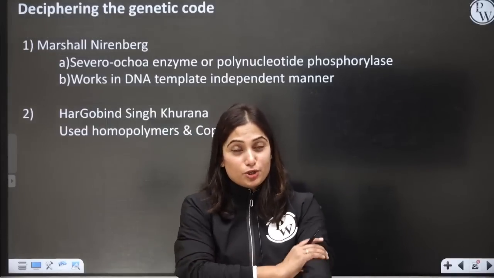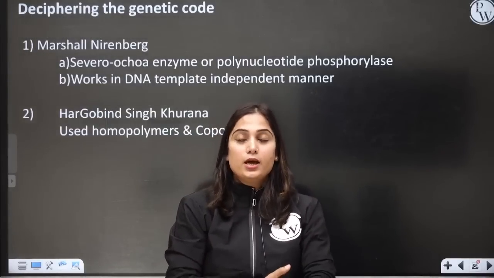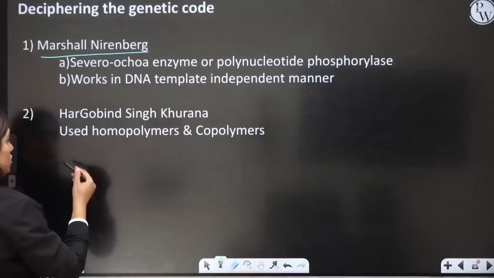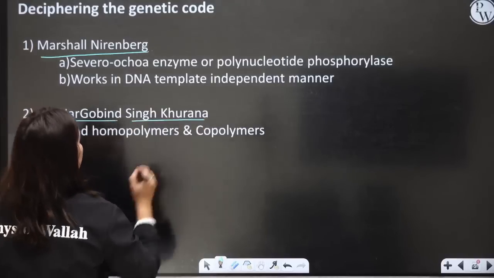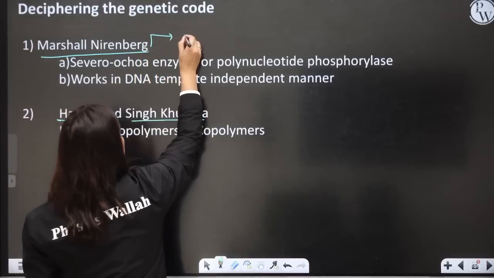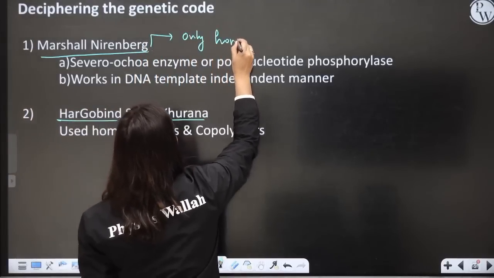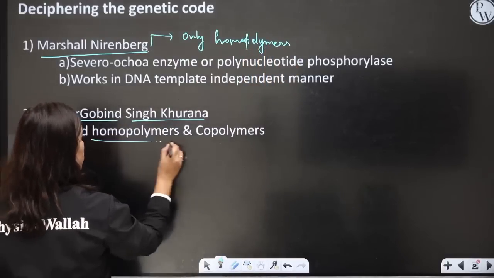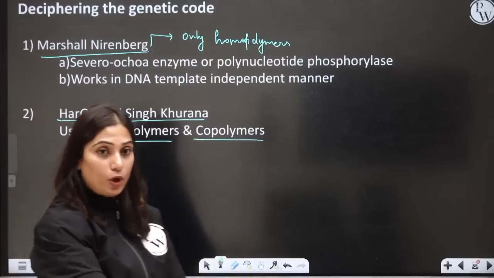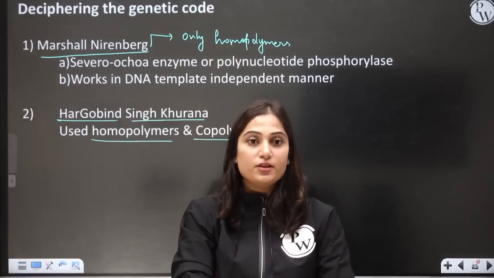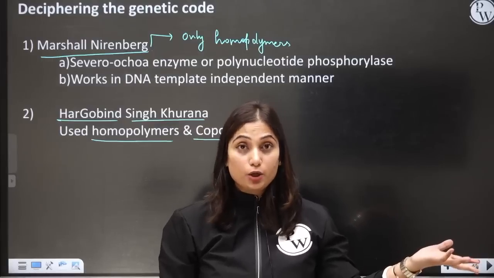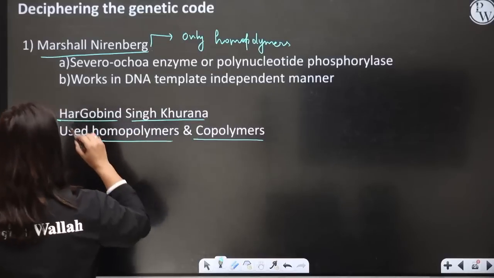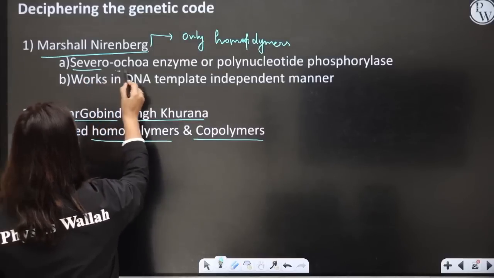To crack this language written on DNA, or to crack the genetic code, the first work was by Nirenberg. Later on, this work was extended by Hargobind Singh Khurana. Nirenberg used only homopolymers, but Hargobind Singh Khurana used homopolymers as well as copolymers or heteropolymers. Copolymers means the repeating unit would not be the same. Nirenberg took only U, which is a homopolymer. The enzyme taken here was the Severo Ochoa enzyme.